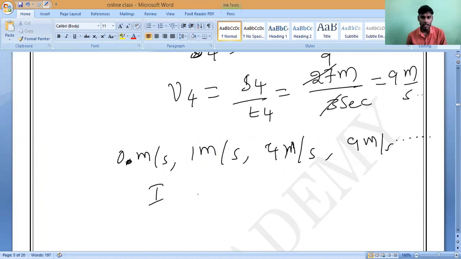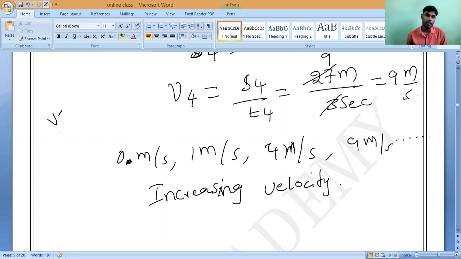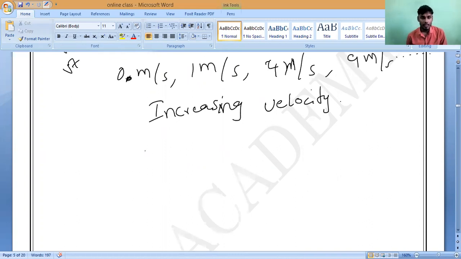So increasing velocity, acceleration we don't know. If you want, you can calculate V5, V6, V7 also. Definitely it will increase. Yes or no?